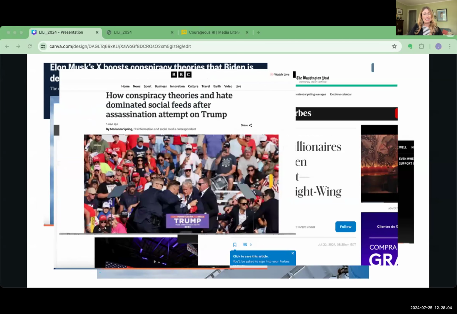So we have this need to fill in the gaps with narratives when we don't have all the information that we're looking for. And there are no angels. There was mis and disinformation coming from the right and the left after the attempted assassination. But I say all this just to lay the groundwork for what I think everyone knows, that media literacy is extremely important leading into this election season.